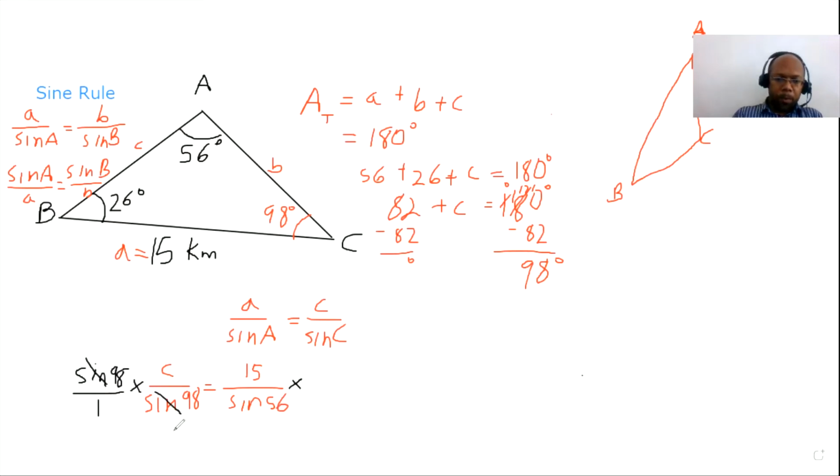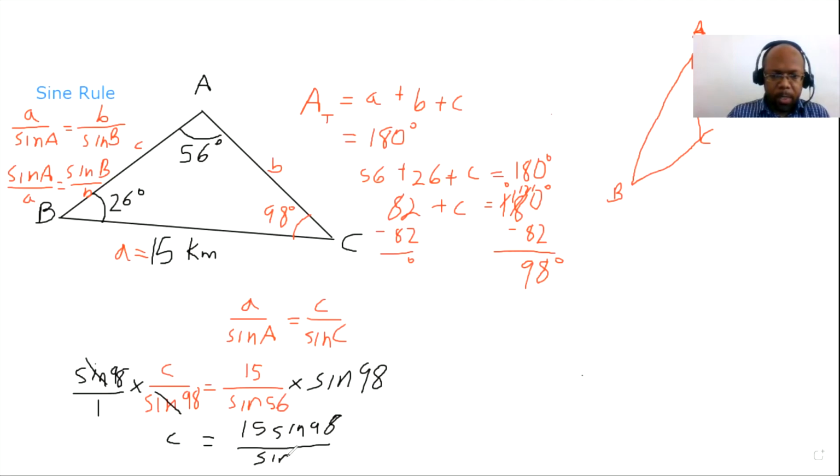So now I have my new problem, which looks like this. Well, whatever I do on one side, I have to do on the other side. Okay, so that's how you deal with that. That looks kind of weird. Okay, so this is C equals 15 sine of 98 over sine of 56.